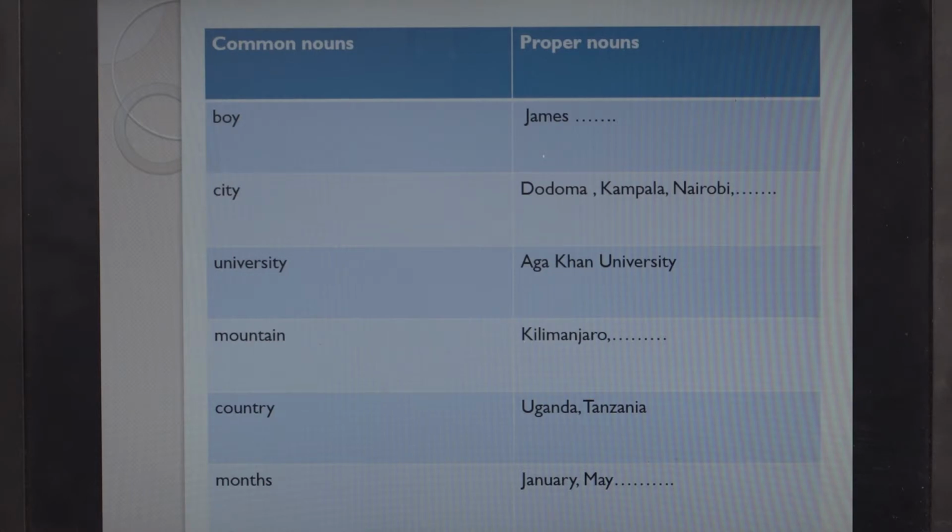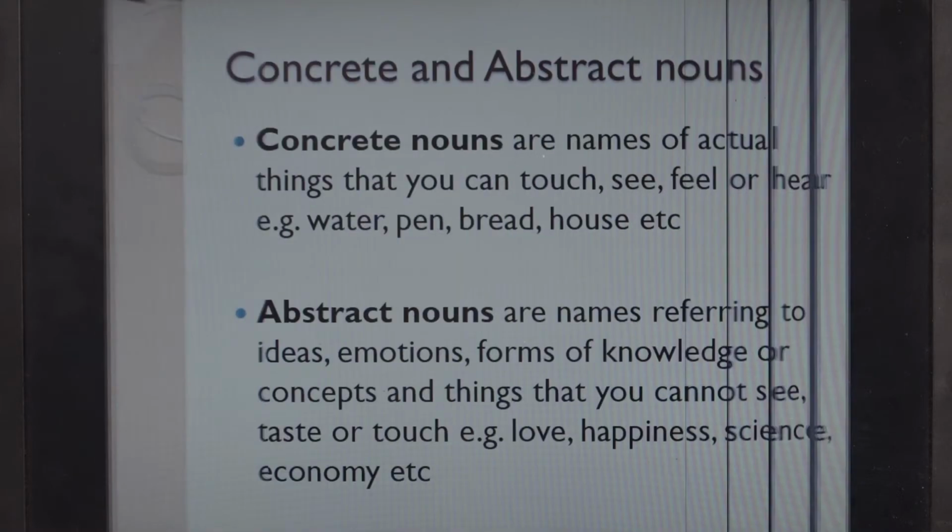And then we have months of the year. So we have January, May, July, and others. So those are proper nouns.